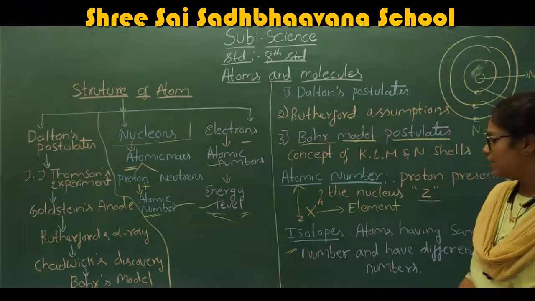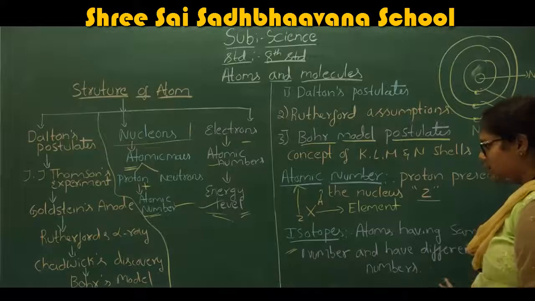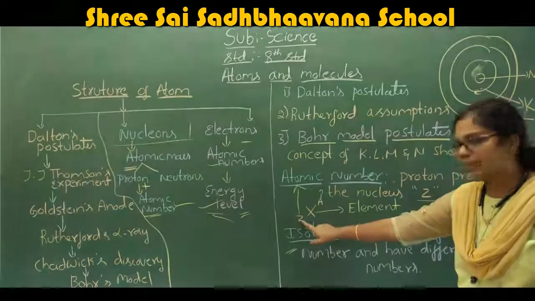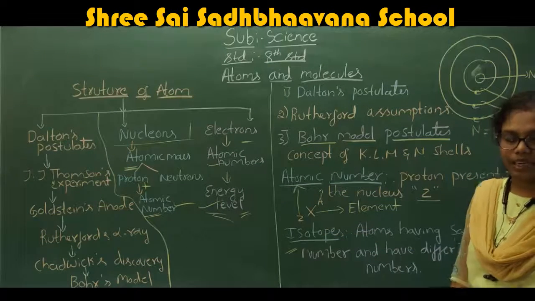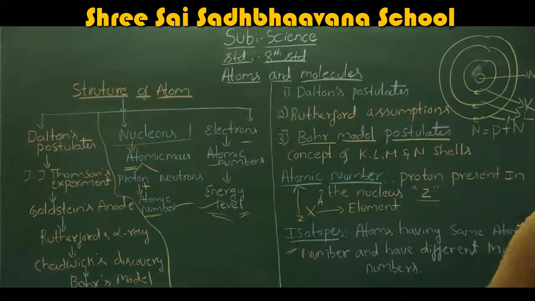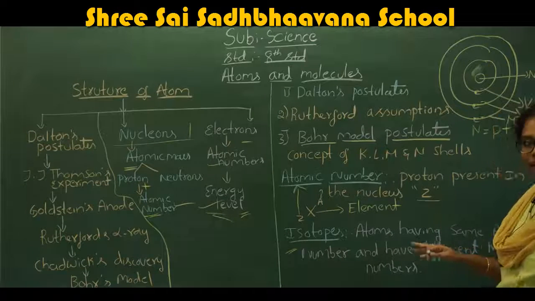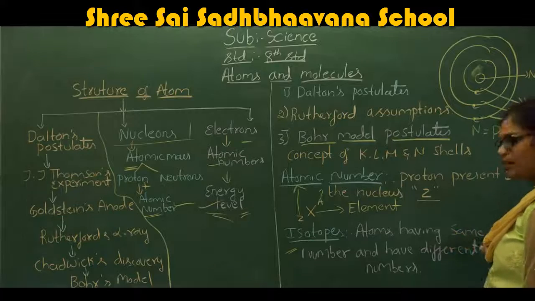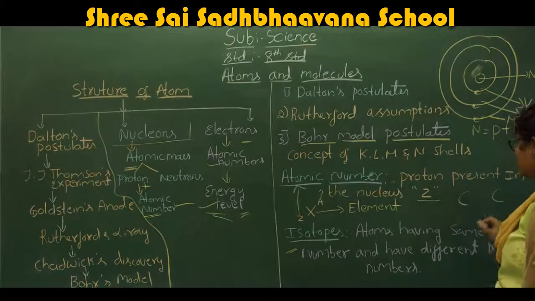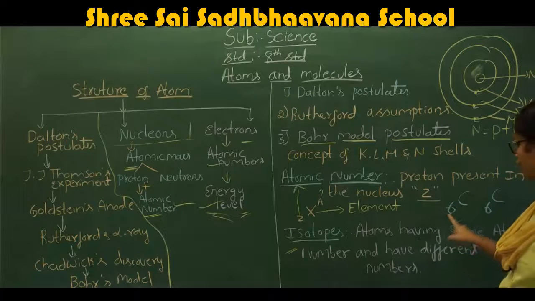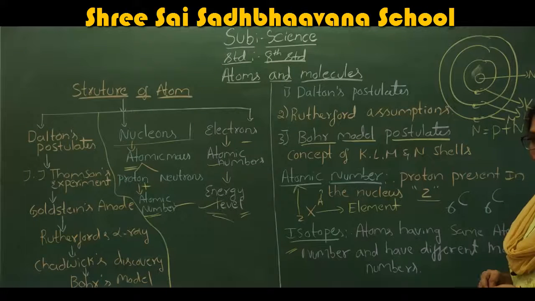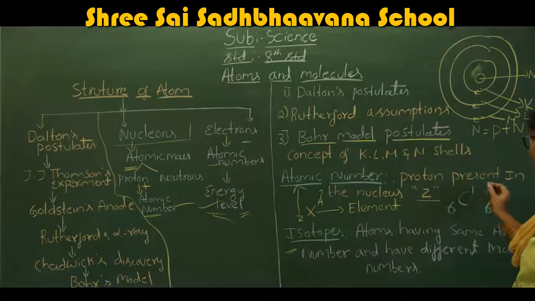What are isotopes? Atoms having the same atomic number but different mass numbers. I will give an example. I am taking carbon. For carbon, the atomic number is 6. Therefore, atoms having the same atomic number but different mass numbers, see, this one is 12, and this one is 14.